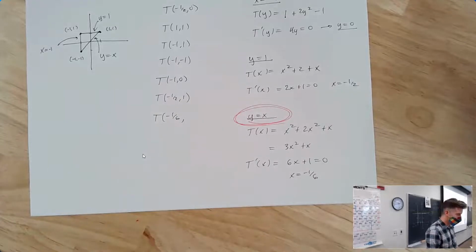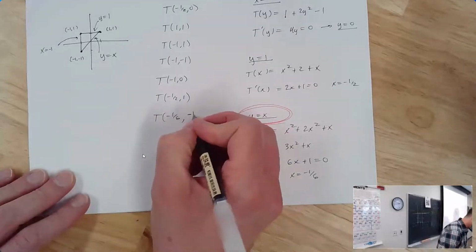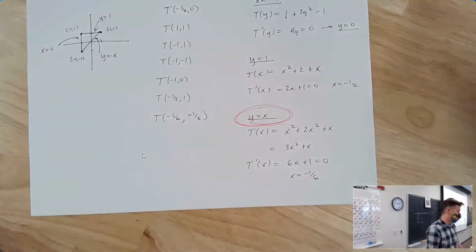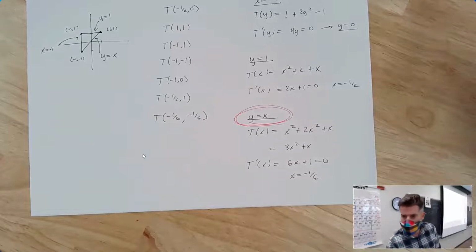What's y going to be? Right, we're on the wall where y equals x. So if x is -1/6, y is -1/6.